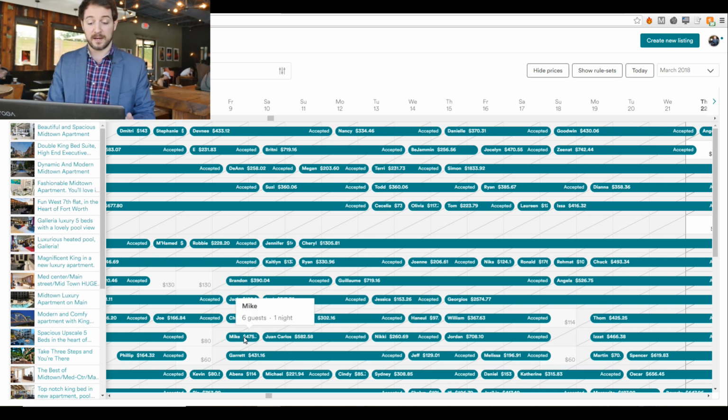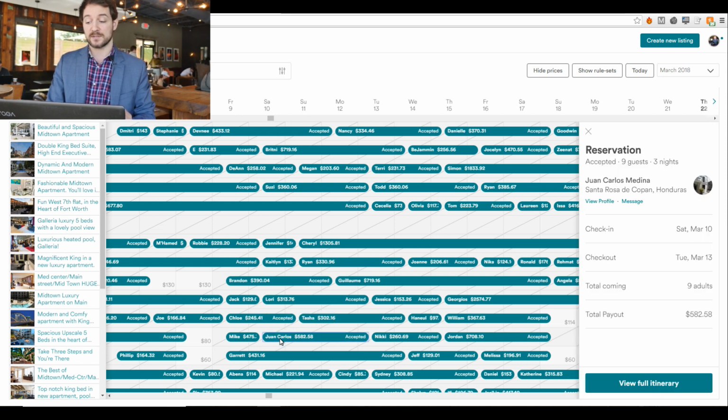Let's go back up to after Mike here, this $475 one. The next one was for 3 nights, and they paid $582. What happened is this one was also unbooked till about a week out, and what I did is I lowered the average nightly rate down to about $175 a night, and it got booked.